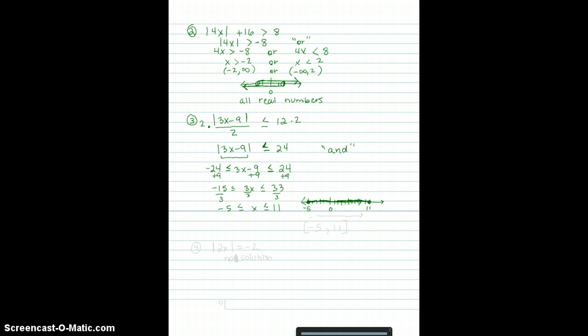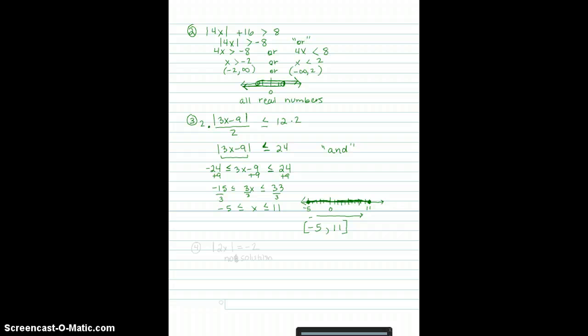Now think about how we might write this in interval notation. We are including the 2 points, and it's everything in between. So you start from the left and go to the right, so that means it's negative 5 with a closed bracket since it's included, comma, and then an 11 with a bracket since it's included. So that's what the solution would be in interval notation.